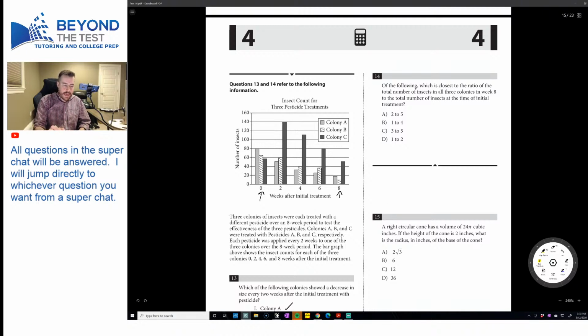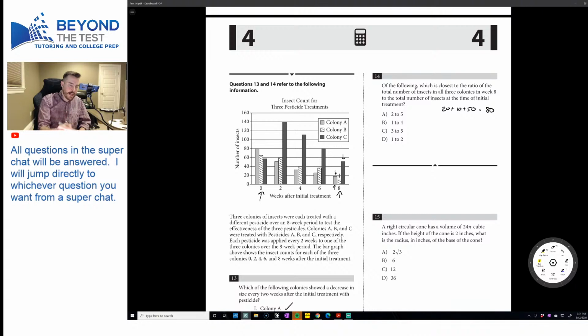Okay, we're looking at week 8 to the initial. So let's start with week 8. Right here, this is just slightly under 20. Since we're estimating, I'm just going to estimate that as 20. This looks like half of that, which is 10. And then it looks like we have 50. So I'm going to go 20 plus 10 plus 50 there. 60, 70, 80, which gives me a total of 80.